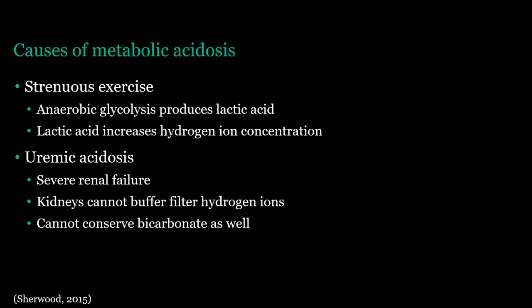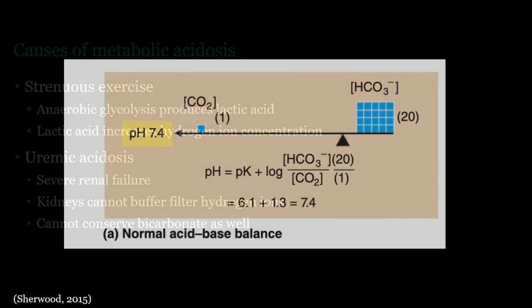Along with not being able to get rid of hydrogen ions, our kidneys also have a horrible job at conserving an acceptable amount of bicarbonate to buffer that normal acid load. So not only do we have trouble getting rid of hydrogen ions, we have trouble conserving bicarbonate as well when we have uremic acidosis.